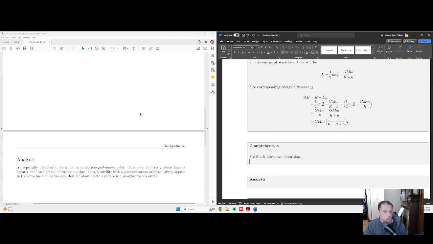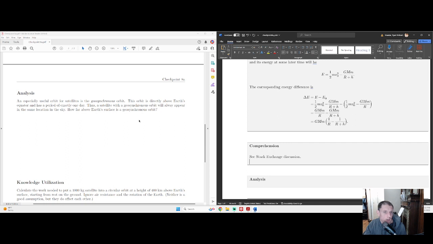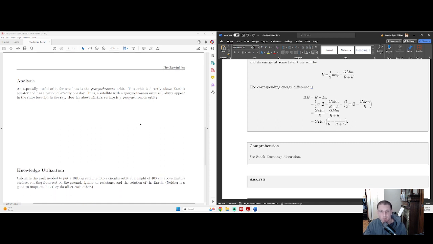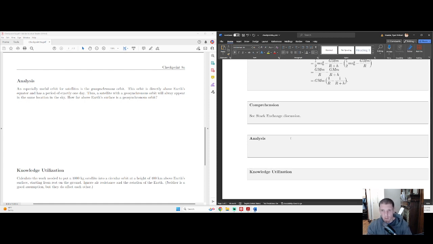Okay, so analysis. Here we're talking about geosynchronous orbits. This means that the orbit has a period of exactly 1 day. So the first thing we probably need to do is note that there are, we'll call it big T equals 86,400 seconds in 1 day.